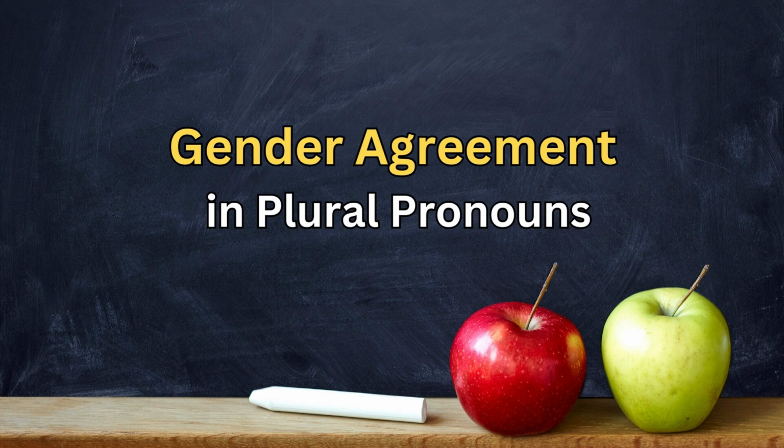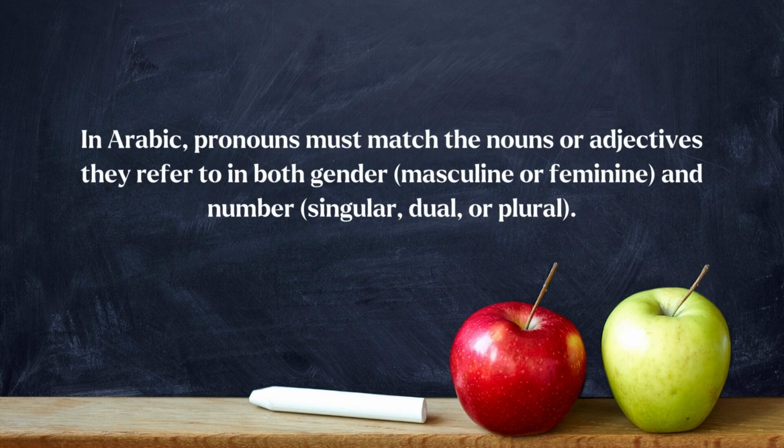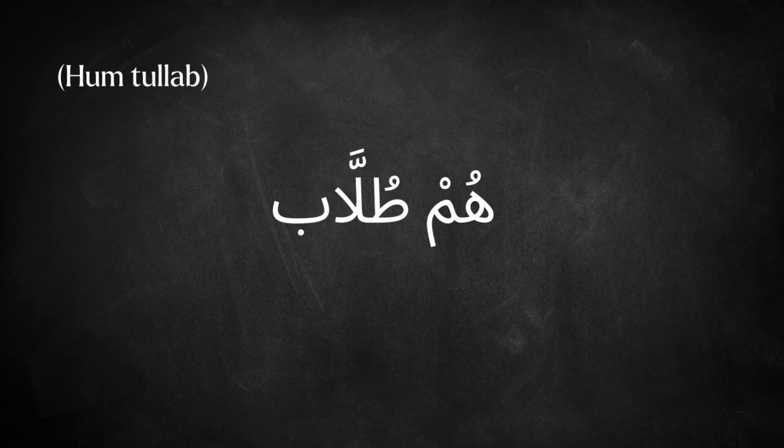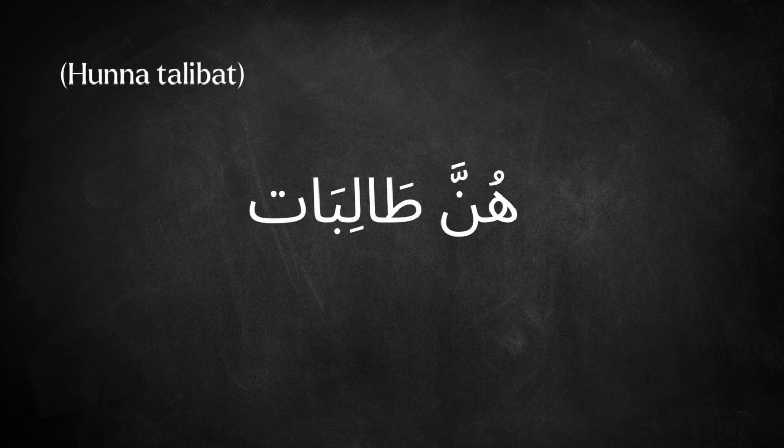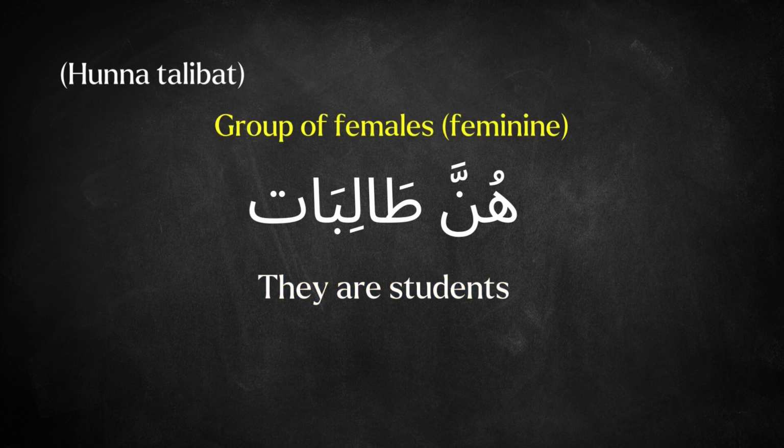Gender agreement in plural pronouns. In Arabic, pronouns must match the nouns or adjectives they refer to in both gender, masculine or feminine, and number, singular, dual, or plural. For example, the sentence Hum طلاب. They are students, referring to a group of males. The sentence Hunna طالبات. They are students, referring to a group of females.